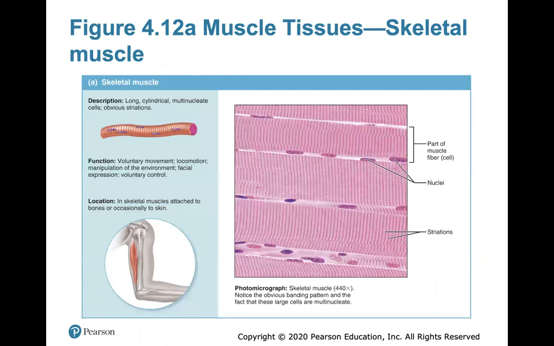So here's a look at skeletal muscle. Multinucleated fibers pushed off to the periphery. Then you can see the striations or the banding of voluntary movement.